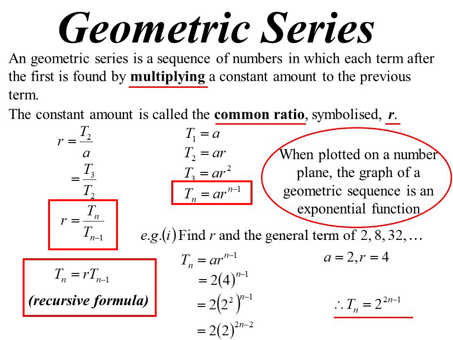Now that won't always work, of course. If I had a common ratio there that was, say, 3, well, I couldn't have done that, because I couldn't have said 2 to the power of something times 3 to the power of something. It doesn't work.